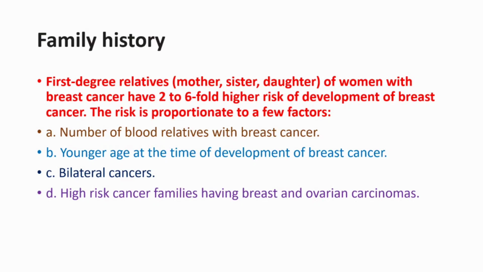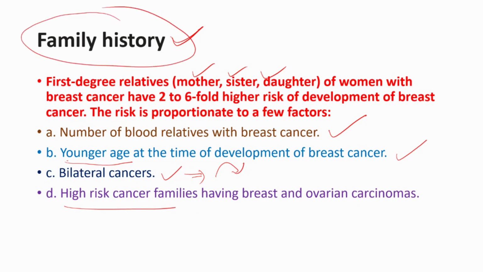Before that, some other factors: family history plays a very important role. For first degree relatives, if the patient's mother, sister, or daughter have breast cancer, the patients or their children are at greater risk of breast cancer. Blood relatives who have breast cancer, and people who have cancer at a younger age, will develop breast cancer. Bilateral cancers, where both breasts are affected, put their children at greater risk. High risk cancer families with breast and ovarian cancers are also at greater risk.